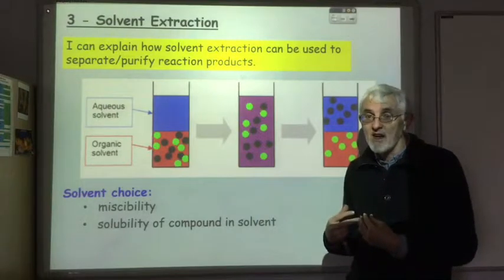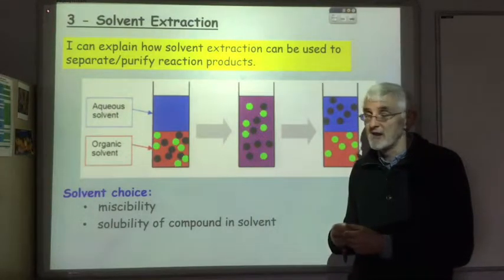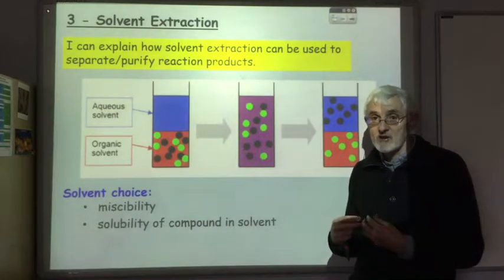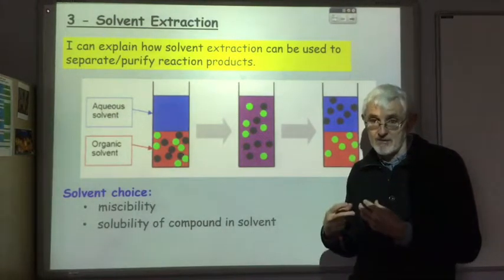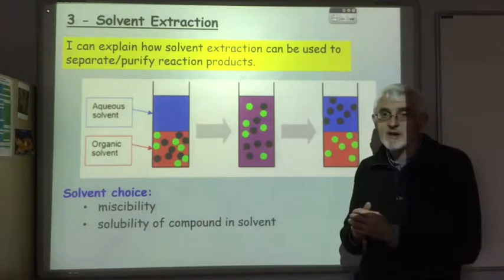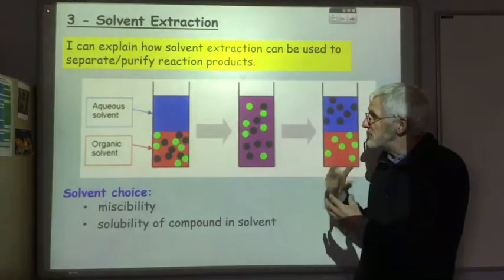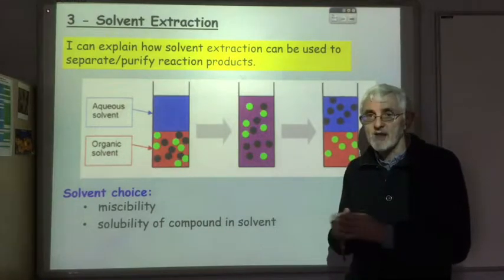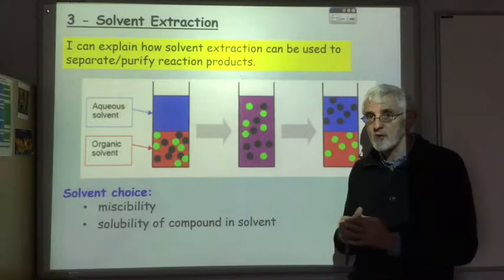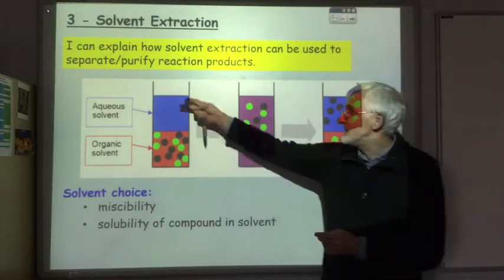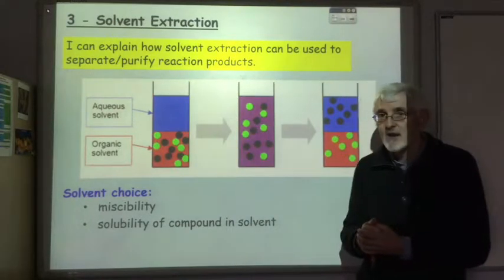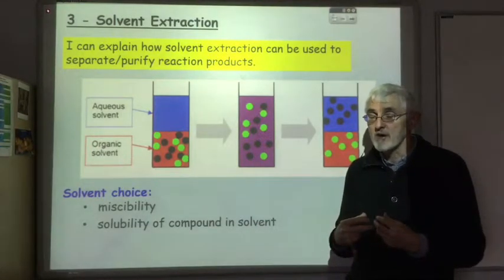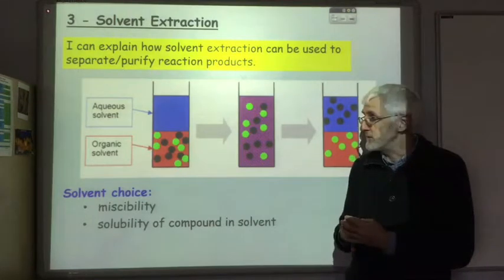One way around that is to do several extractions. So if you get 90% out with your first extraction, do another extraction and you get another 90% of the remaining 10% out. So in fact, when you do solvent extraction, it's more efficient to do several small extractions than one large one. So if you're going to use, say, 50 mils of solvent, doing two extractions of 25 mils, you'll get more out than doing one extraction with 50 mils.